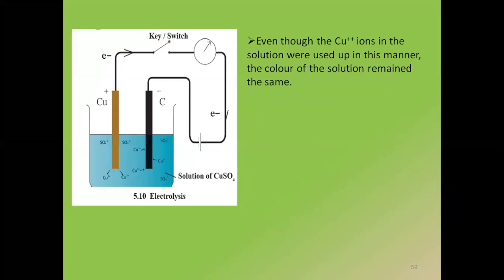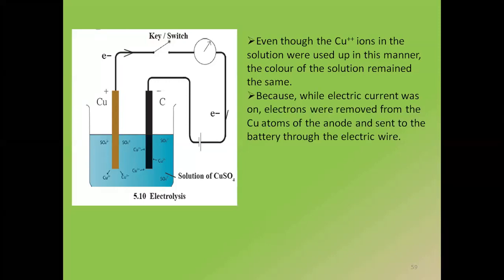So even though the copper ions have left the solution, we still see the color of the solution is not changing. Do you remember the reason why the solution color is not changing? What is happening here? The two electrons, which two electrons you're asking me? The two electrons came from the copper, no? Copper donates two electrons, isn't it, to become copper ions. This is the give and take of electrons. At the cathode, the copper has accepted the electrons. Because the electric current was on, electrons were again removed from the copper atoms.